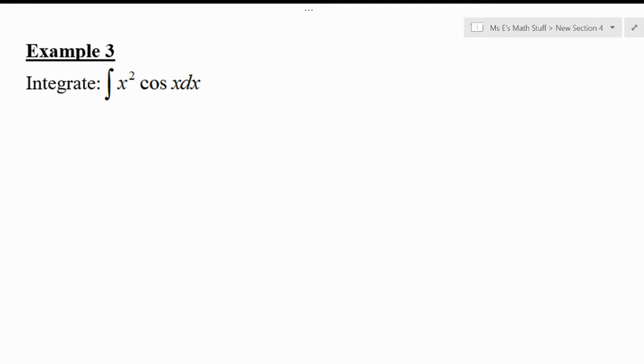All right, my friends, let's see how far you got. Question number one, what should we let u equal and what should we let dv equal? I hope it makes sense.